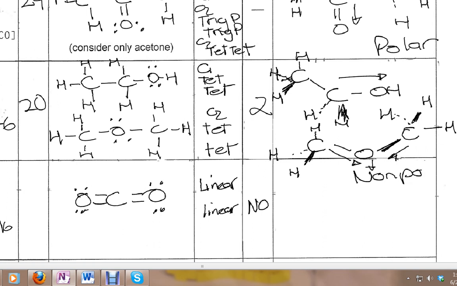Polar, no. Non-polar. Why? Because when we draw our structure, what is the most electronegative element? This side and this side. What happened with them? They cancel out because the magnitude is identical. So the net dipole is equal to 0.